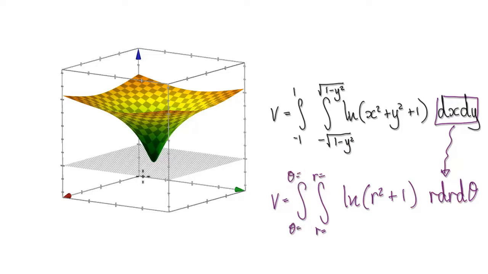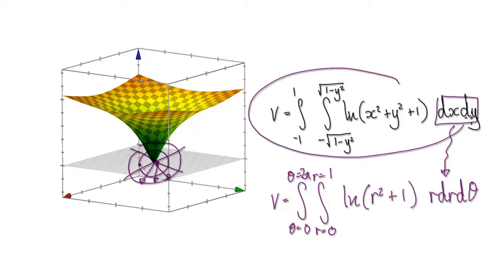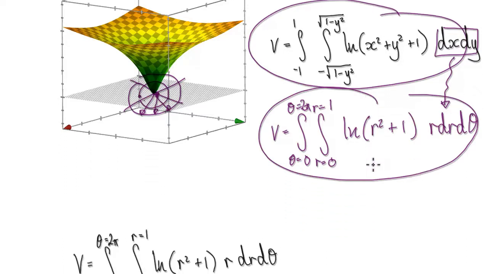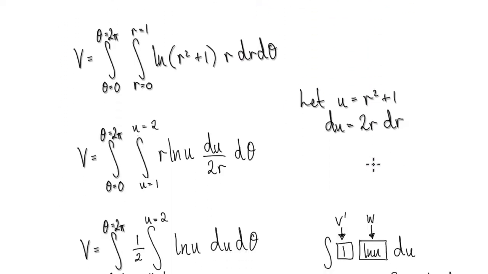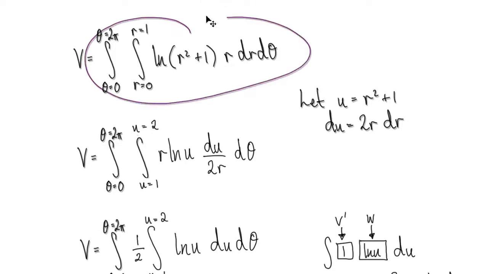And remember, it's a circle of radius 1. So we're integrating from a radius of 0 to a radius of 1, and we're scanning from an angle of 0 all the way around, so that would be from 0 to 2 pi. So converting this into polar form will then give us this thing here. So now it's just a matter of integrating this.